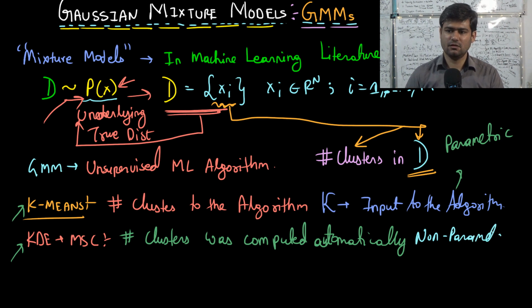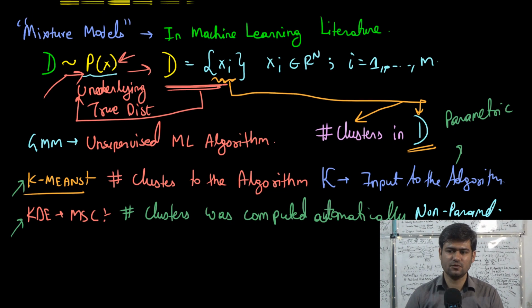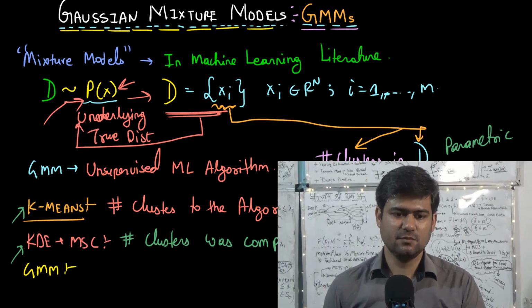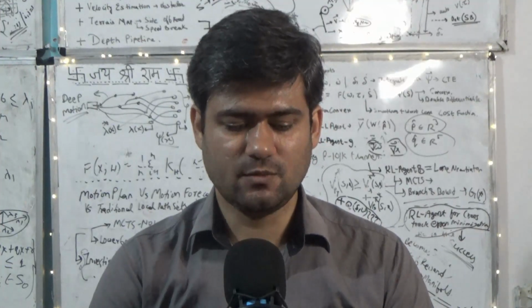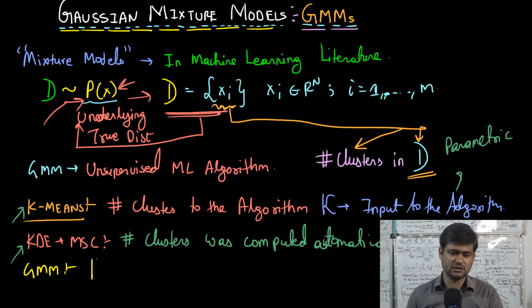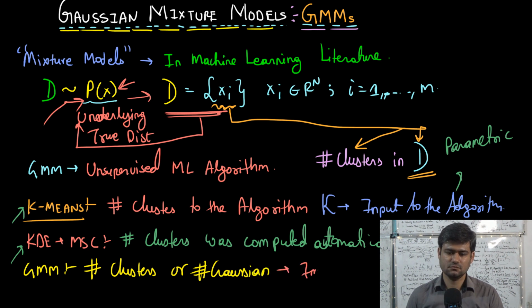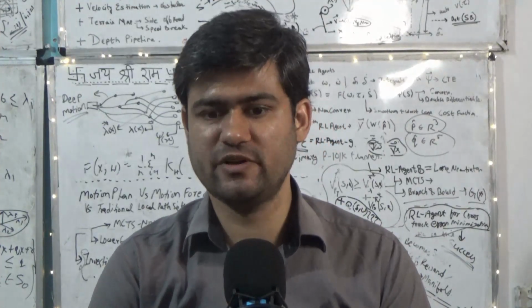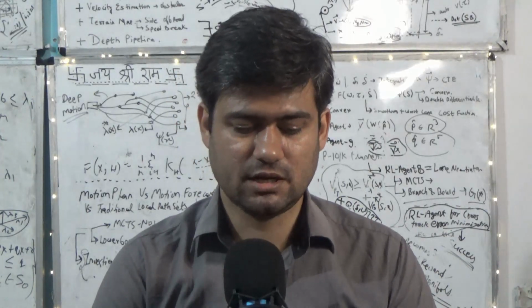In GMM, we again have to specify the number of Gaussians in the Gaussian mixture model. Similar to the k-means clustering algorithm, the number of Gaussian components, or the number of clusters, is an input to the algorithm. So GMM is again a parametric clustering algorithm. It's unsupervised, but it's a parametric unsupervised clustering algorithm.